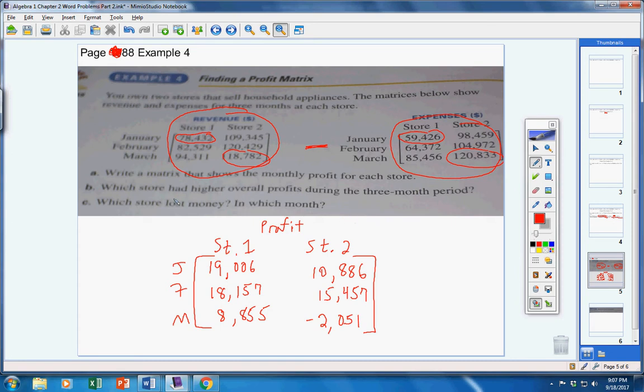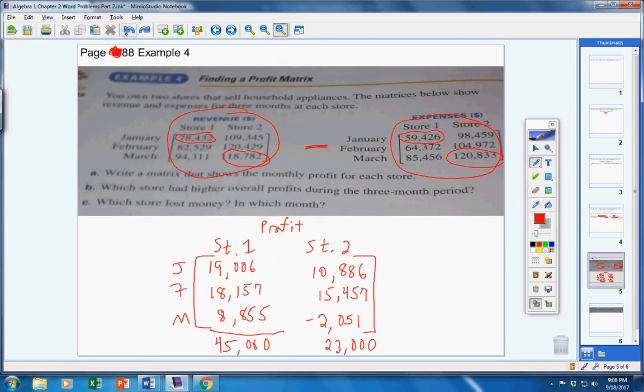On to question B. Which store had the higher overall profit? Well, it's pretty obvious. Look at store 1. If you add all those up, you're going to get around 45,000. Over here, you got 25 minus 2. I'm estimating you're getting around 23,000. So which store had the higher overall profits? Store 1 did. Add up all their profits for January, February, and March.